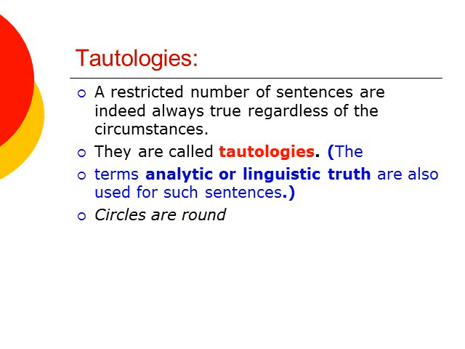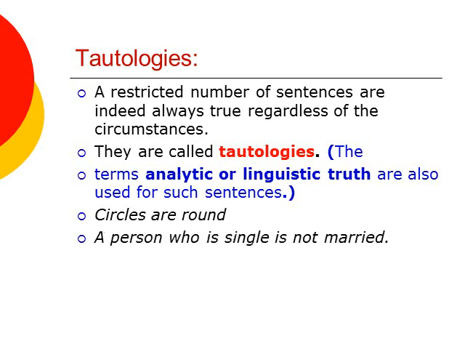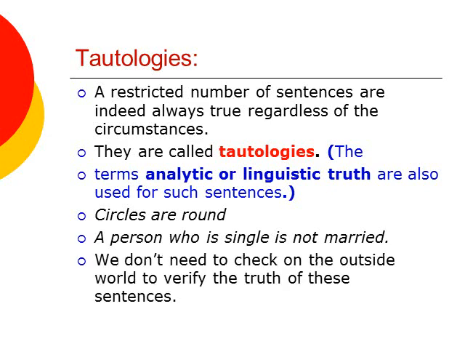Examples are: circles are round. Another example is the one we just discussed: a bachelor is unmarried. A person who is single is not married. Here's another example of a tautology. We don't actually need to check the outside world. We don't need any extra non-linguistic background information to verify the truth of these sentences. So the truth of these sentences lies within the sentence itself.